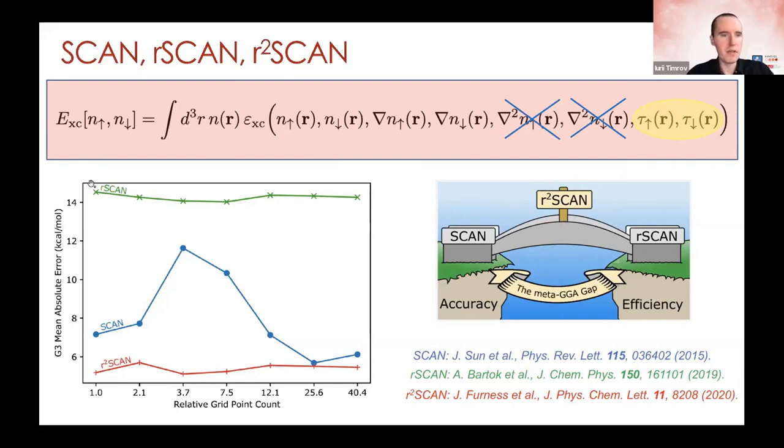And this can be seen in the figure on the left, which shows the mean absolute error as a function of the relative grid point count. You see that you have SCAN here in blue, rSCAN on the top, and r2SCAN at the bottom. So r2SCAN is accurate and at the same time efficient.